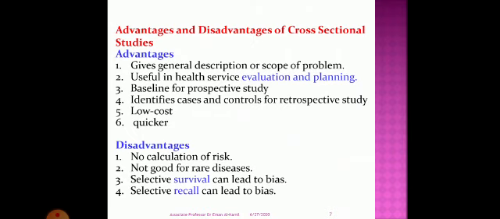While the disadvantages: no calculation of risks, because we cannot study the association or the cause of the disease or the determinant of the disease. It is not good for rare diseases, as we mentioned, and selective survival can lead to bias.